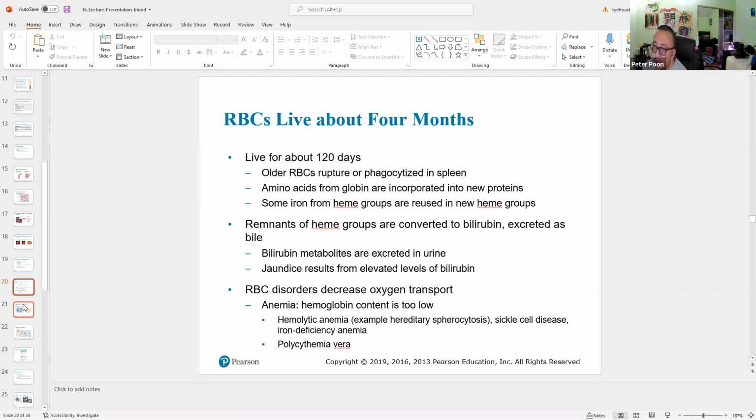Red blood cell disorders, decreased oxygen transport. Anemia is when the hemoglobin level is too low. Hemolytic anemia, sickle cell disease, hereditary spherocytosis, where the cell is a circular shape, and if it's circular and not that weird disc shape, then it's easier to explode. Sickle cell disorder, which I'm sure you guys have heard of. Iron deficiency anemia, not enough iron in your diet.